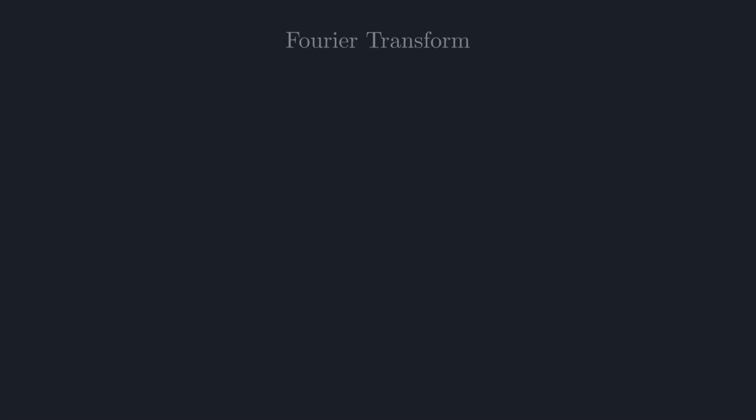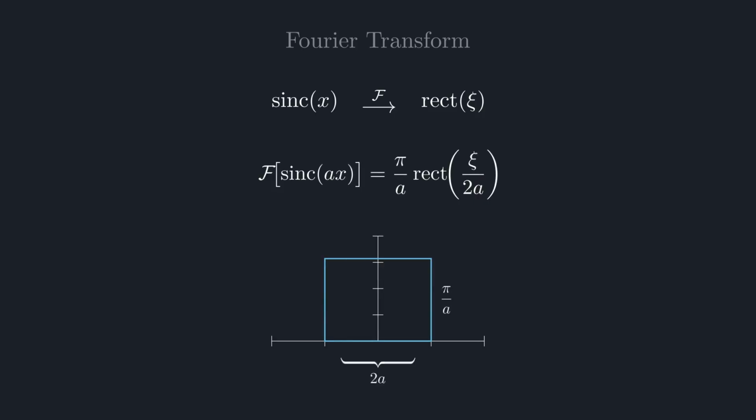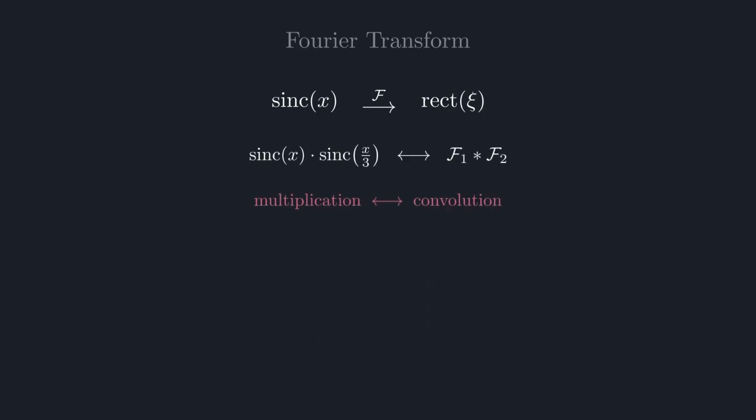To understand why this happens, we need the Fourier transform. The Fourier transform of the sinc function is a rectangle. Specifically, the transform of sinc of ax is a rectangular pulse of width 2a and height pi over a, centered at the origin. When we multiply sinc functions in the time domain, we convolve their Fourier transforms in the frequency domain. The integral we are computing is the value of the convolved result evaluated at 0.